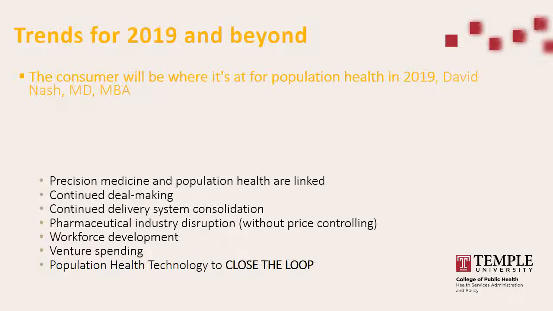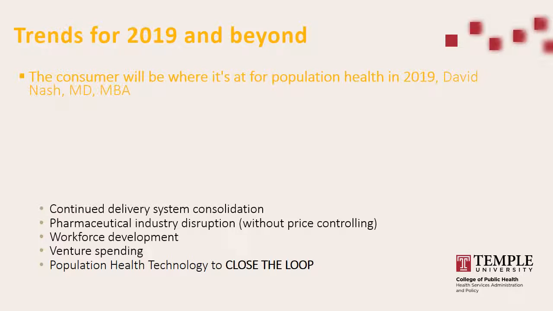Precision medicine and population health need to be linked. Precision medicine, while looking at individuals, and population health, while looking at populations, need to be considered together. Continued deal making: mergers and acquisitions, payers merging or acquiring pharmacy benefit management companies are some examples. The partnership with Amazon and other financial organizations are another example.